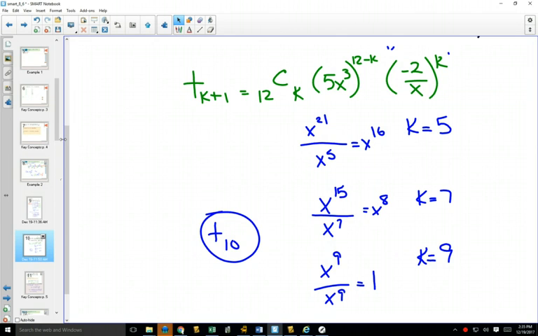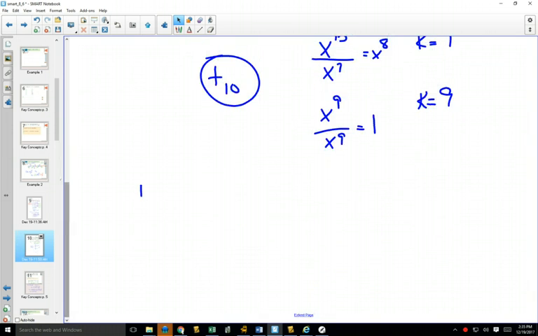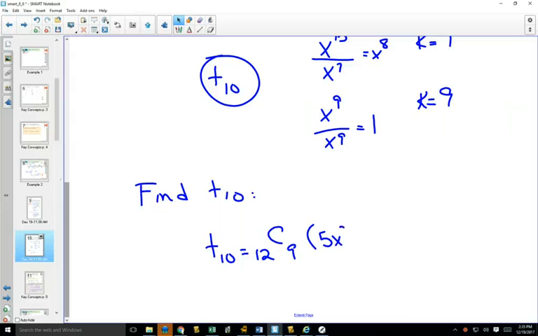If you want to see it, now you find term 10. It's going to be 12 choose 9. Term 1 is 5x cubed to the 12 minus 9. Term 2 is negative 2 over x to the 9.